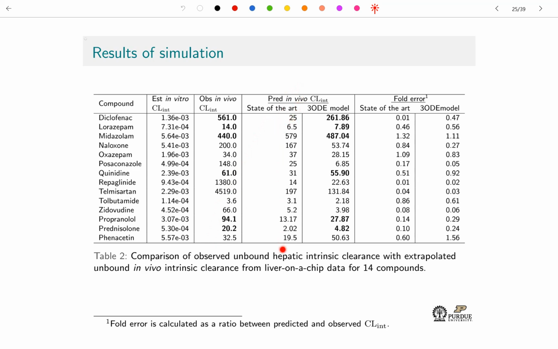So this is the state of the art conventional approach values, and this is the 3 ODE model values, after scaling to human values, so we could compare with the observed in vivo clearance. And these are the fold error. So you can clearly see that the state of the art clearly under predicts the clearance. We predict 261, actually it is 561. For lorazepam it is 14, we predict 7.89, better than the state of the art. Similarly for other values.